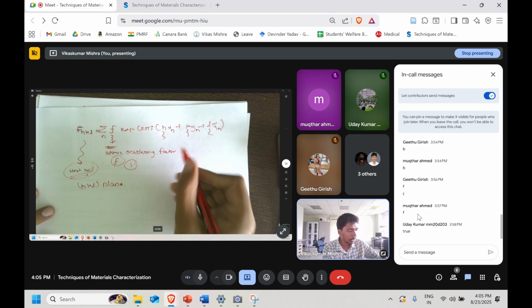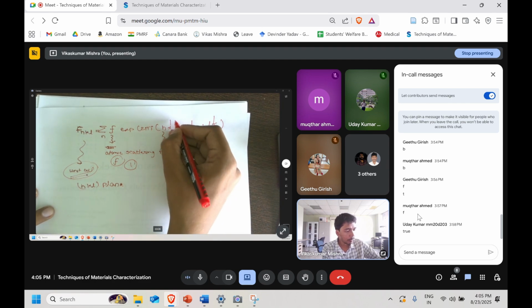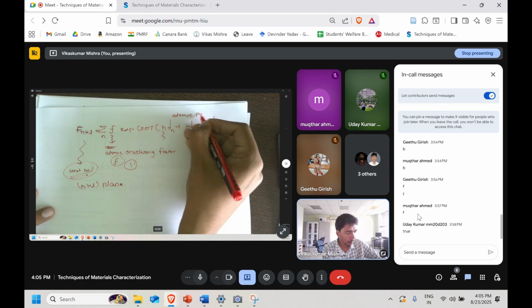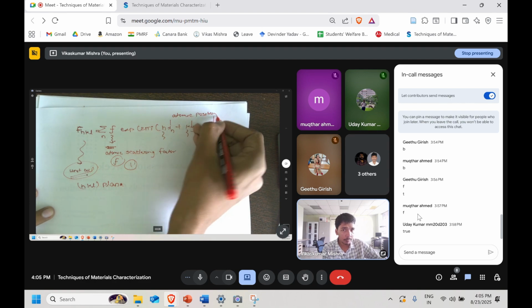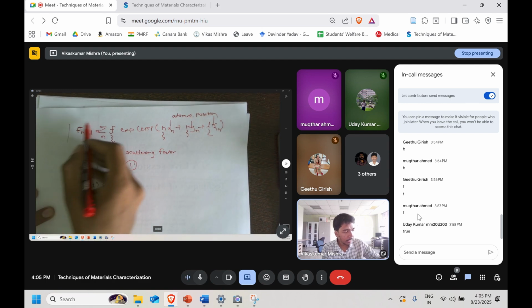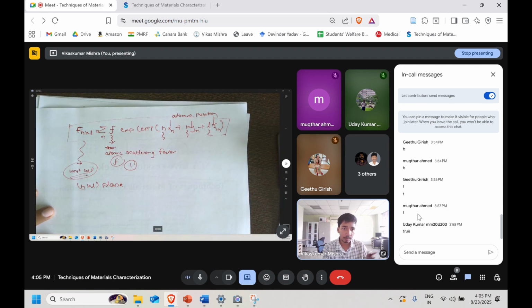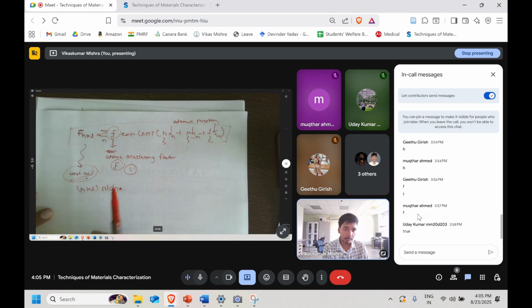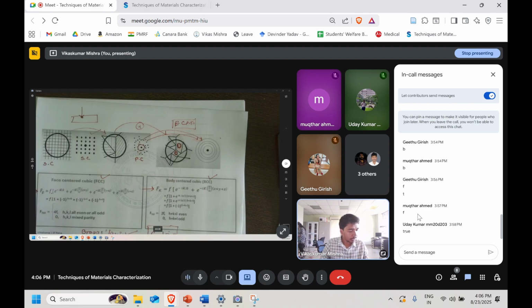So X, Y, Z are the atomic positions. So we got to know that this entire thing talks about the scattering from one particular unit cell. Small f is talking about the scattering from one single atom.